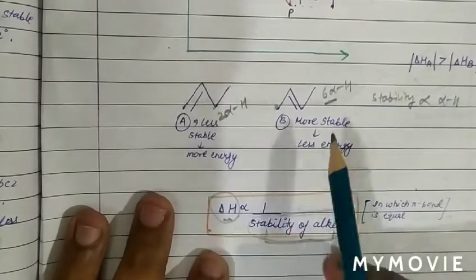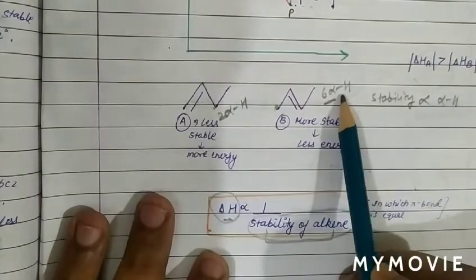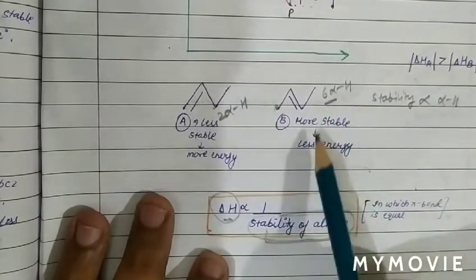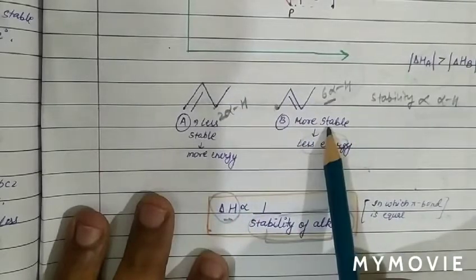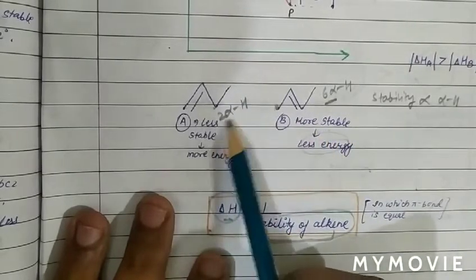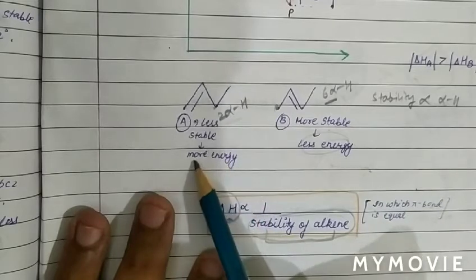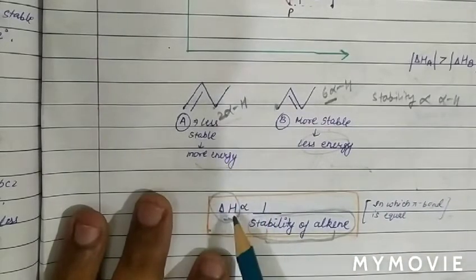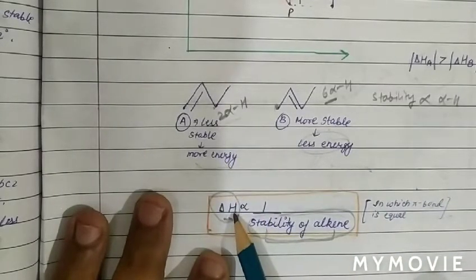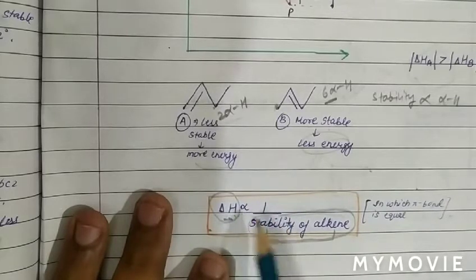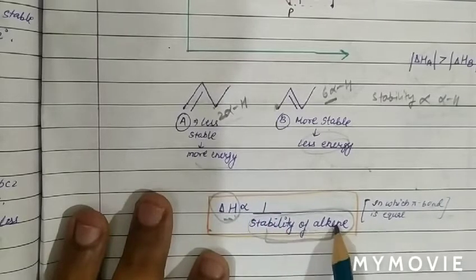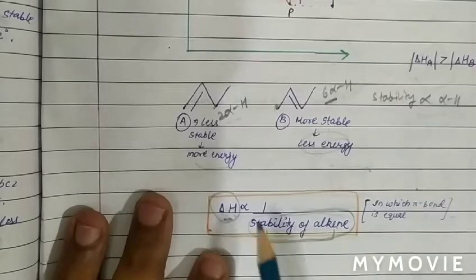Therefore we can say this is the most stable alkene because of more number of alpha H, therefore less heat of hydrogenation for this. And this is less stable because of 2 alpha hydrogens, so less stable means more heat of hydrogenation. So the relation between the heat of hydrogenation and stability of alkene is inverse. So if stability of alkene is more, then heat of hydrogenation is less.